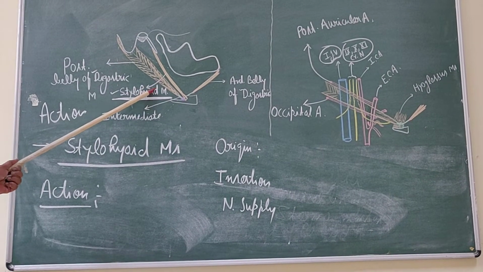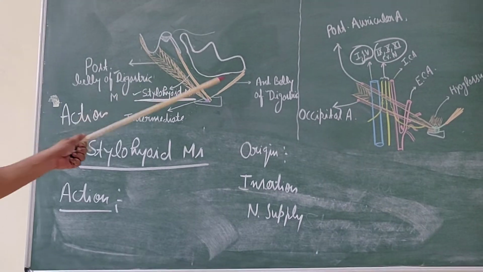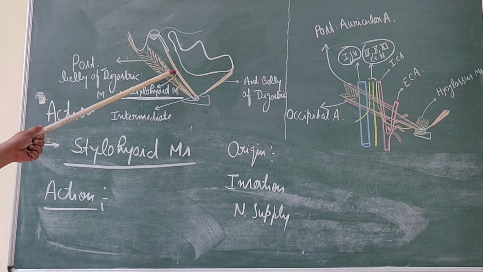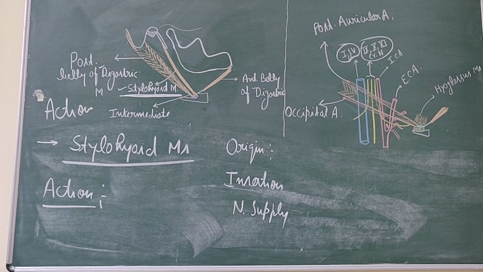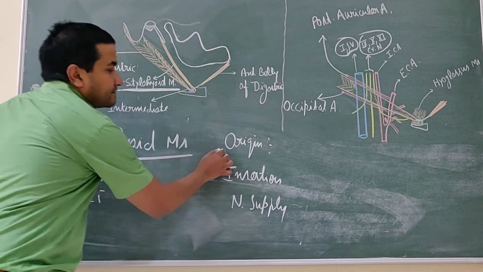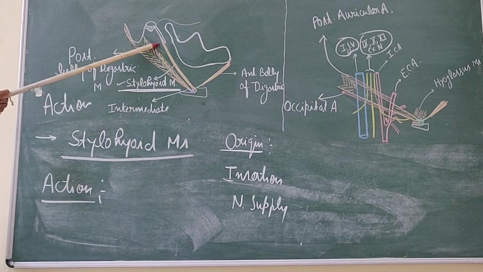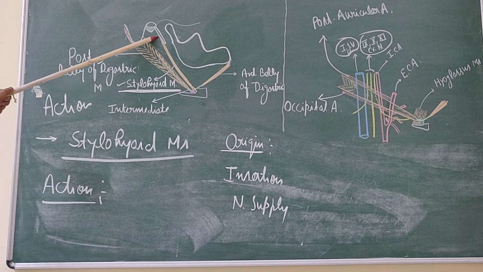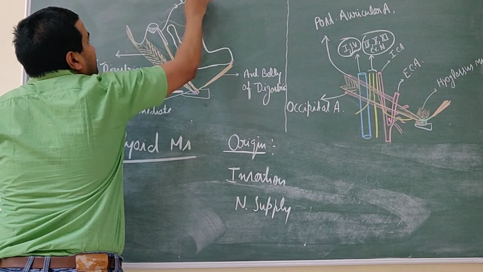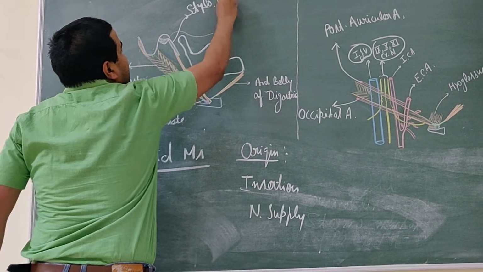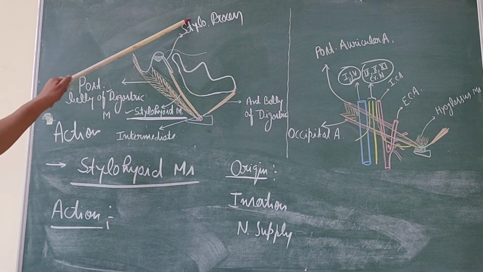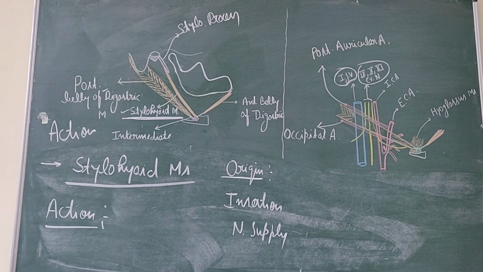Now the next muscle that is present along with the digastric muscle is the stylohyoid muscle. This stylohyoid muscle is present in the first plane, and we studied its origin. The stylohyoid muscle takes origin from the posterior aspect of the styloid process. This is the styloid process.